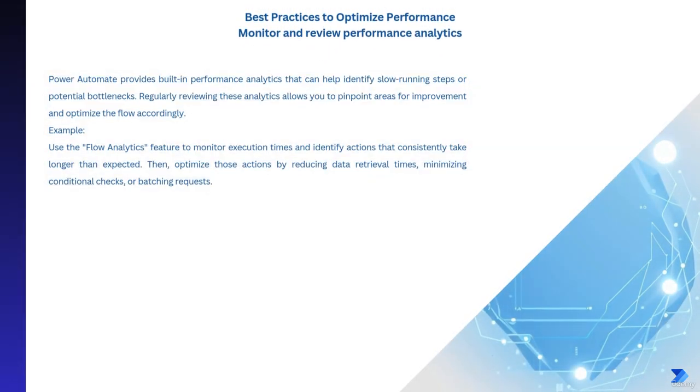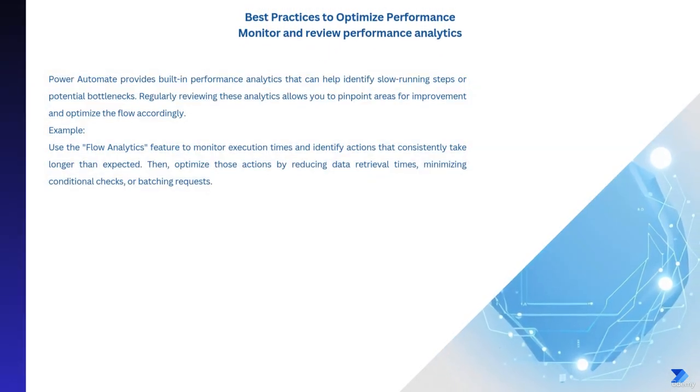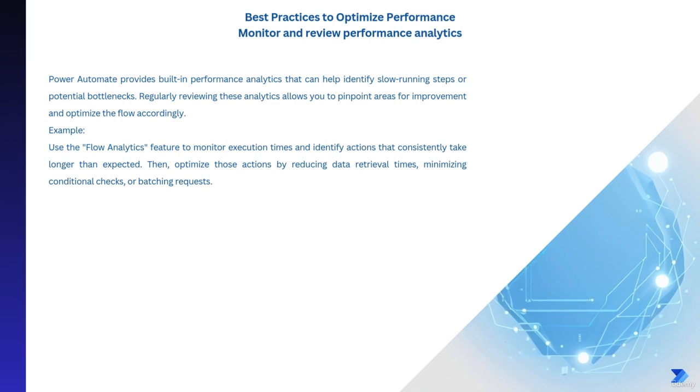Monitor and review performance analytics. Power Automate provides built-in performance analytics that can help identify slow-running steps or potential bottlenecks. Regularly reviewing these analytics allows you to pinpoint areas for improvement and optimize the flow accordingly. Example: use the Flow Analytics feature to monitor execution times and identify actions that consistently take longer than expected. Then, optimize those actions by reducing data retrieval times, minimizing conditional checks, or batching requests.